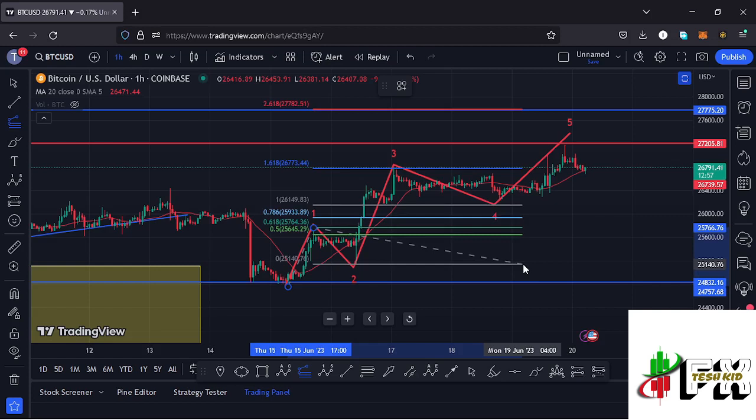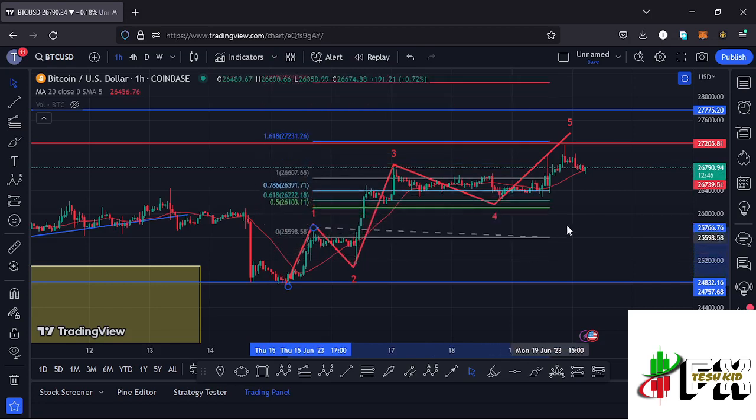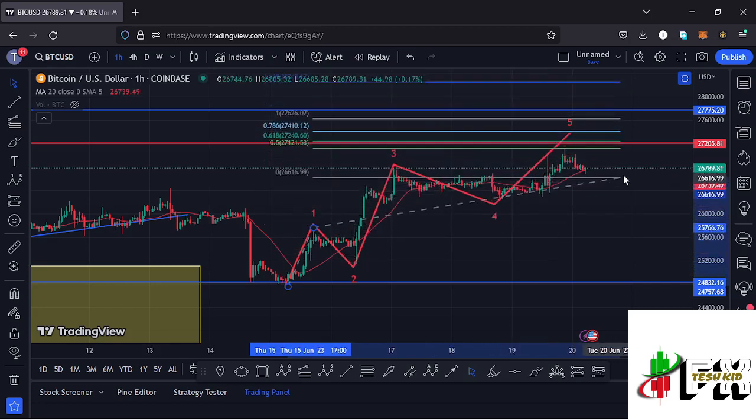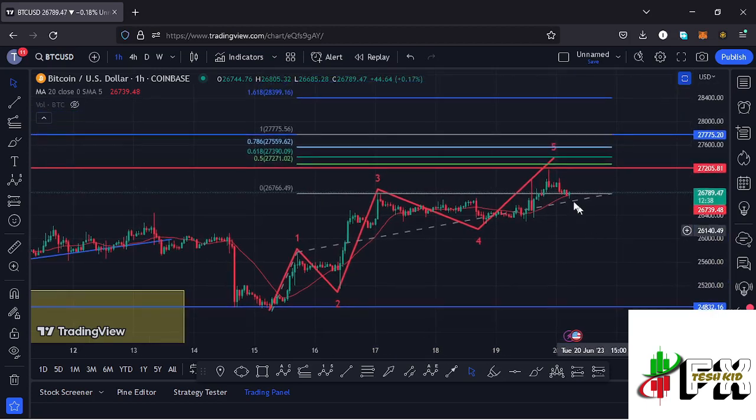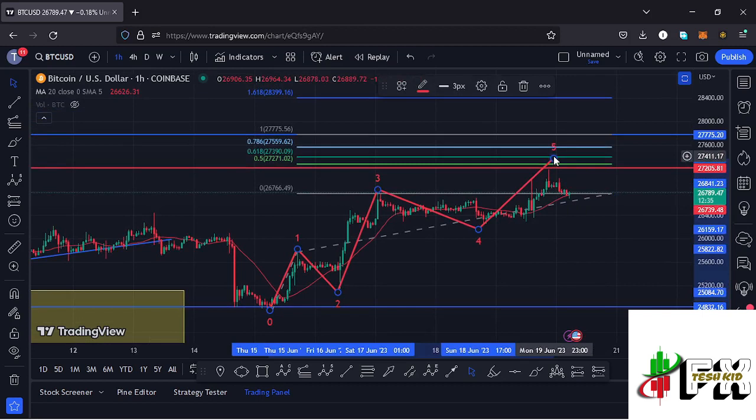The minimum target area for that wave 3 is the fib level 1.618, and that is at around the $26.7 mark, which is an area that we have fully maximized. And if I extend these Fibonacci's to the high of that wave 3, I can get a minimum target area to the upside in the formation of this wave 5 at the fib level 0.618, and that is at around the $27.39 mark.